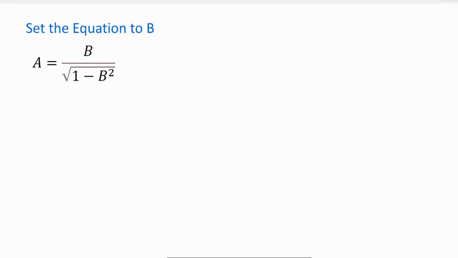Hello everybody. In this video, we're going to be going over how to set this equation you see here in terms of b. Okay, so the equation is the following. A is equal to b over the square root of 1 minus b squared. So we want to get this in terms of b.